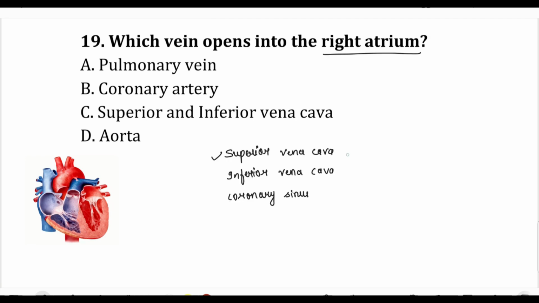The right atrium has the openings of three veins. Superior vena cava, which brings the blood from the upper part of the body. Inferior vena cava, which brings the blood from the lower part of the body. And the coronary sinus, which brings the blood from the heart itself. This is the opening of the superior vena cava. This is the opening of the inferior vena cava, and this is the opening of the coronary sinus in the right atrium. So, the answer here is C, superior and inferior vena cava.